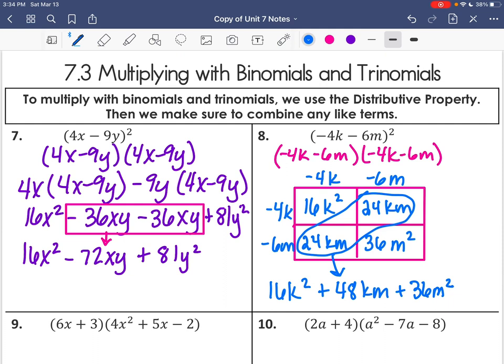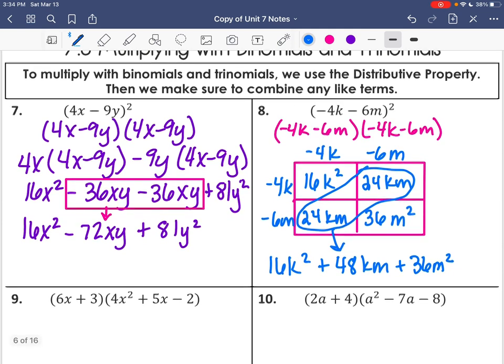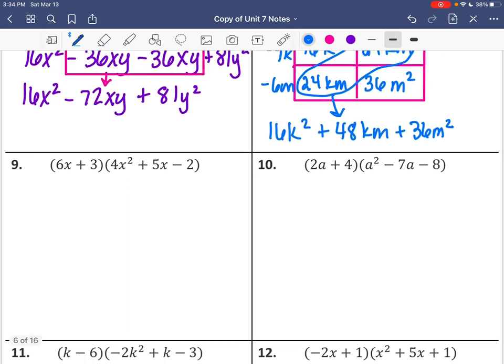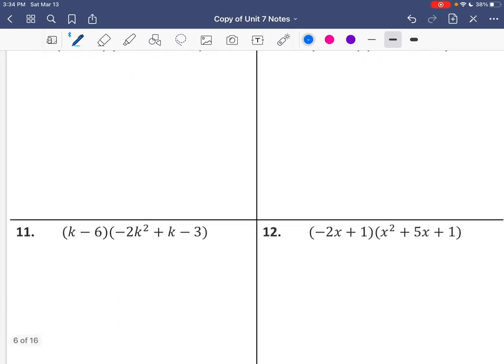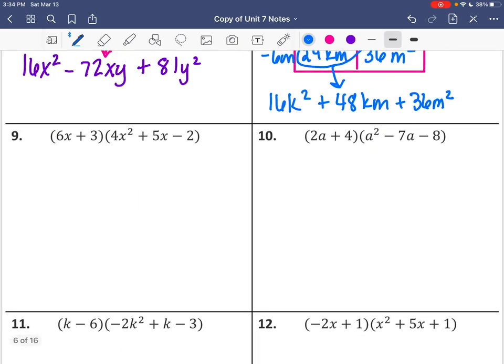All right, so that finishes up binomial squared. Now we're going to look at number 4 here, a binomial times a trinomial. So you can see this is a binomial times a trinomial.